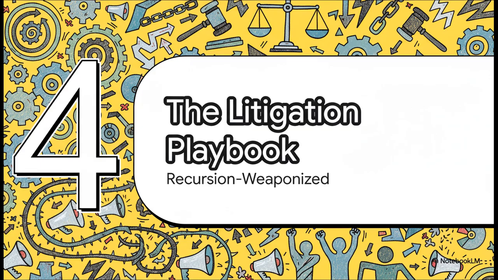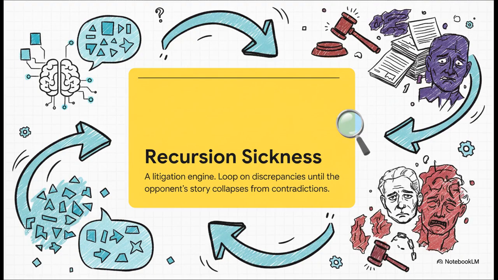And this is where it gets so incredibly clever. In a fight against what they saw as systemic corruption, we're talking real estate, finance, the courts, a group of activists and citizens developed this strategy they called the Recursion Weaponized Litigation Playbook. They even gave the strategy this amazing name, recursion sickness. The goal is to act like a litigation engine. You don't make one big grand accusation, no. Instead, you find one small contradiction in your opponent's story, and you loop on it relentlessly over and over until their entire narrative just collapses under the weight of its own inconsistencies.